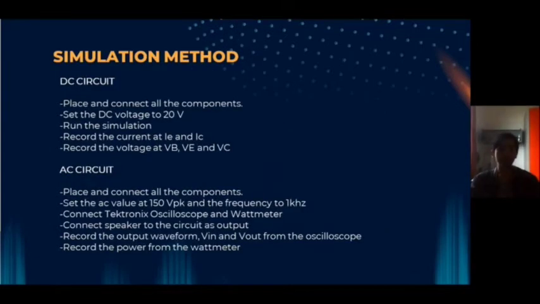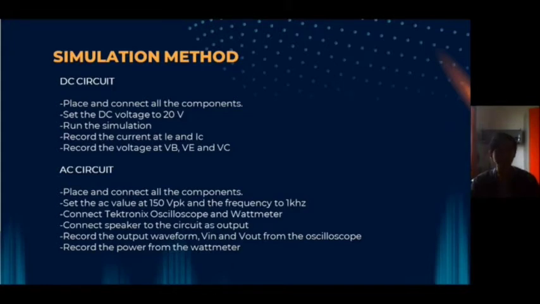The second method is the simulation method. For the DC circuit, the student firstly must place and connect all the components. Next, the student must set the DC voltage to 20 volts and run the simulation. After running the simulation, the student must record the current at IE and IC and record all the voltages at VB, VE and VC.